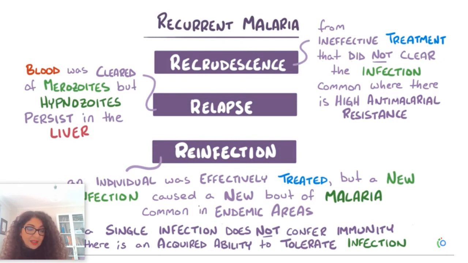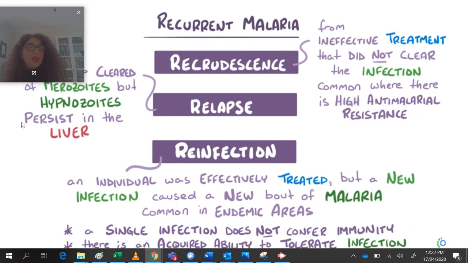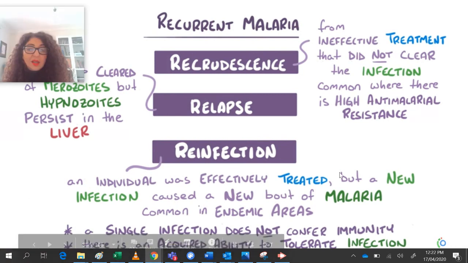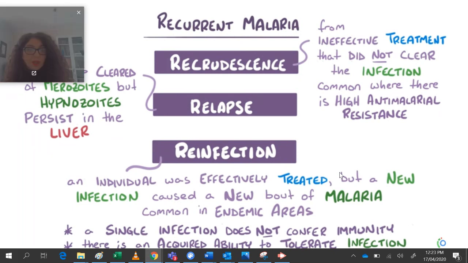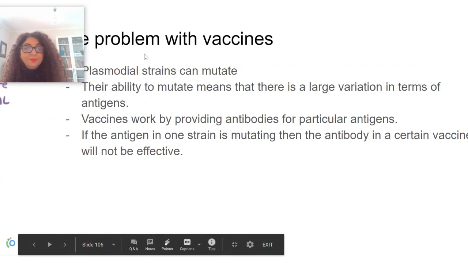And of course, reinfection is basically you're in an area that has high prevalence of malaria. And what happens there is that you basically end up with an infection that occurs due to another strain or another plasmodial species. So it is quite common that things like that will happen in endemic areas where they've got malaria and it's quite persistent. Okay. So we'll move on.